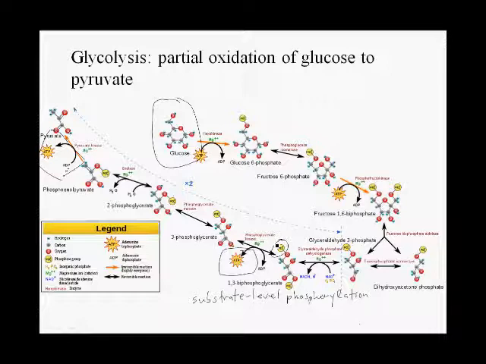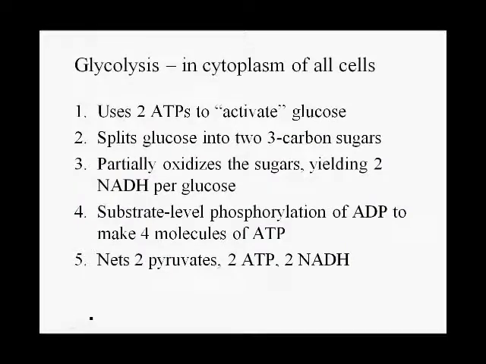Again, the vast majority of ATP in a respiring cell is made by oxidative phosphorylation, but smaller amounts of ATP are also made by substrate level phosphorylation. And glycolysis is one of the pathways where ATP is made by substrate level phosphorylation. This summarizes what I expect you to remember about glycolysis, that it occurs in the cytoplasm of all cells. Unlike the electron transport chain, all these enzymes are soluble enzymes.